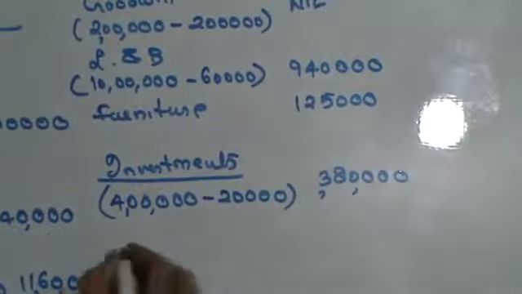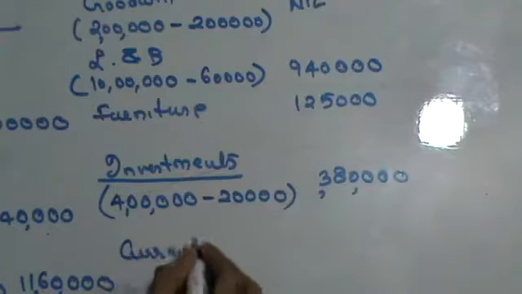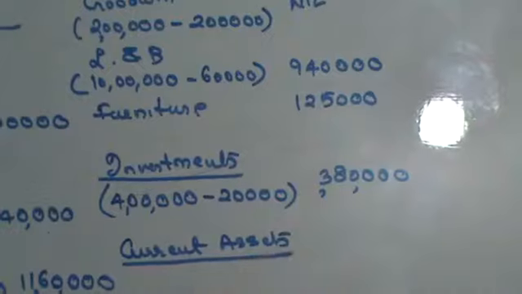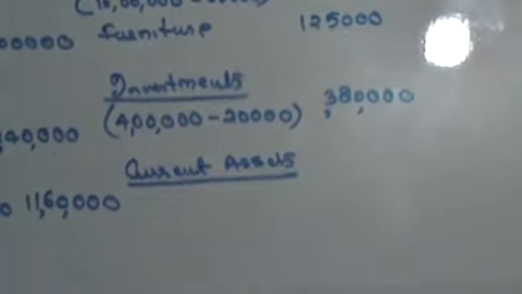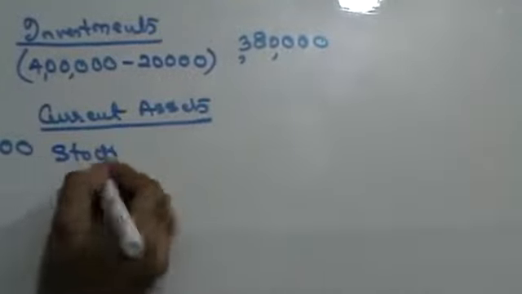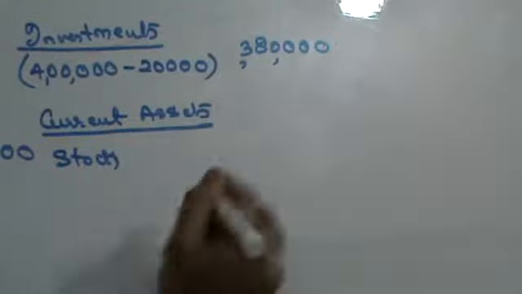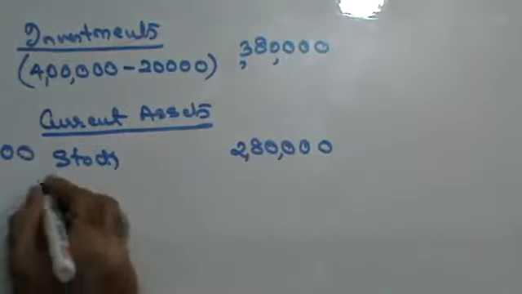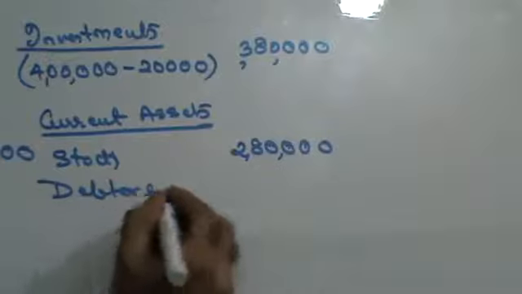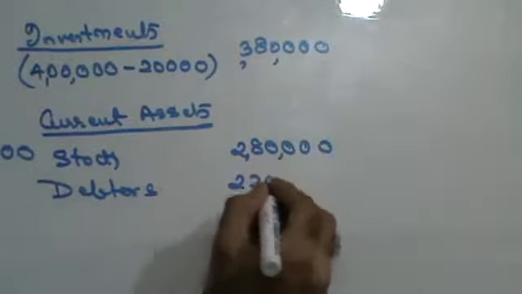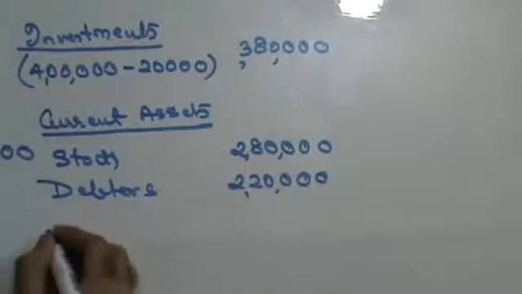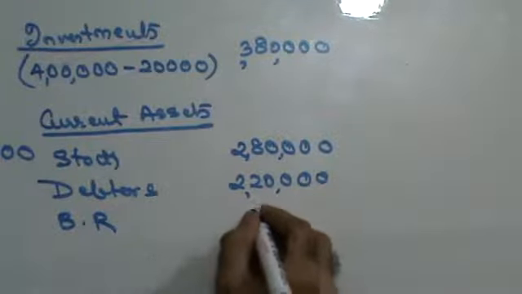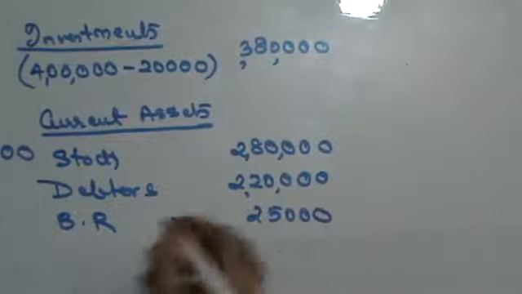Right? Then you have current assets. In current assets, you have stock. Stock is given to you as 2,80,000. We haven't done anything with stock. Then you have debtors. We haven't done anything with debtors, so you write the amount as it is, 2,20,000. Then you have bills receivable. Again with bills receivable, nothing, so 25,000.